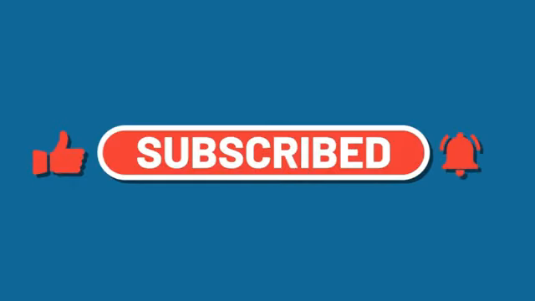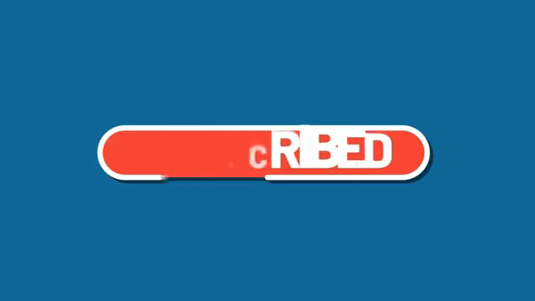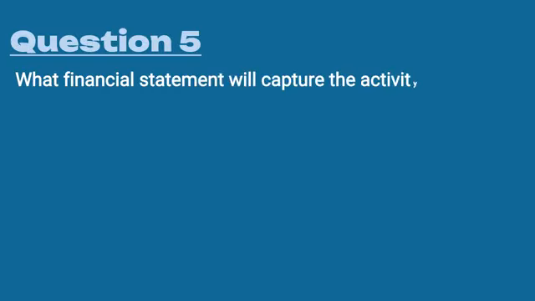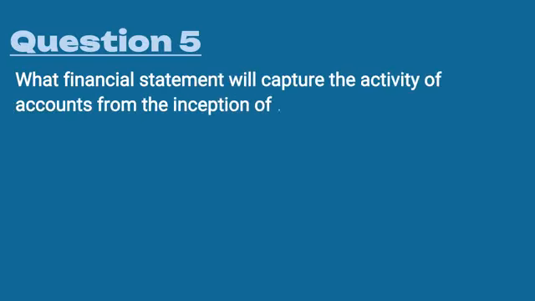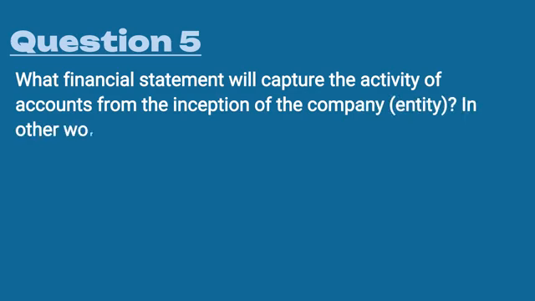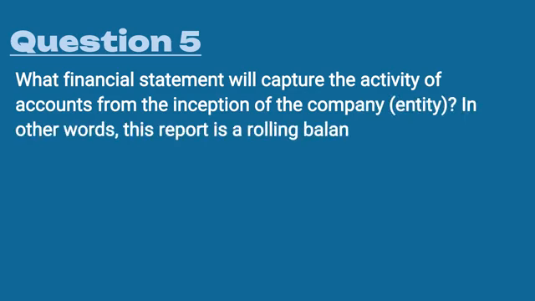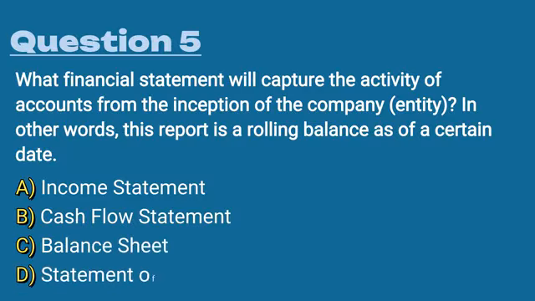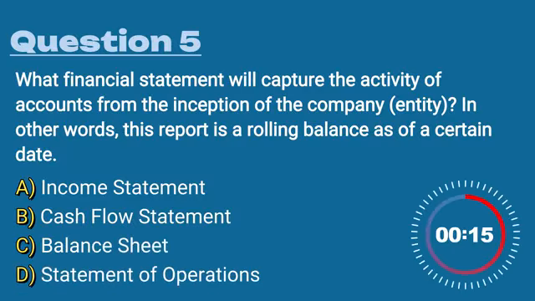All right, let's continue with the Accounting 101 quiz. Question number 5. What financial statement will capture the activity of accounts from the inception of the company? In other words, this report is a rolling balance as of a certain date. A, income statement. B, cash flow statement. C, balance sheet. D, statement of operations.